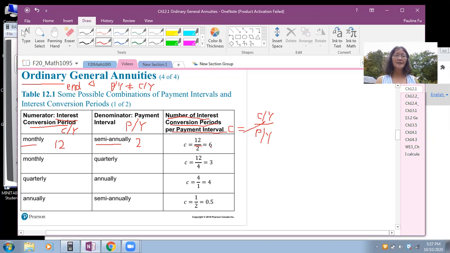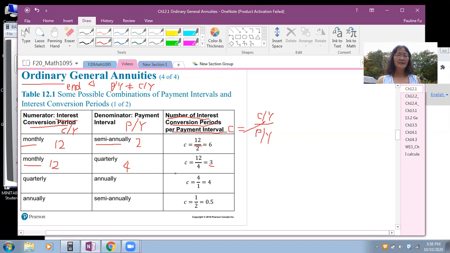Next, if interest is compounded monthly, CY equals 12. If you are making payment at the end of every quarter, so in 1 year you make 4 payments, PY equals 4. So what is C, the number of interest conversion periods per payment interval? It is 12 over 4 equals 3.